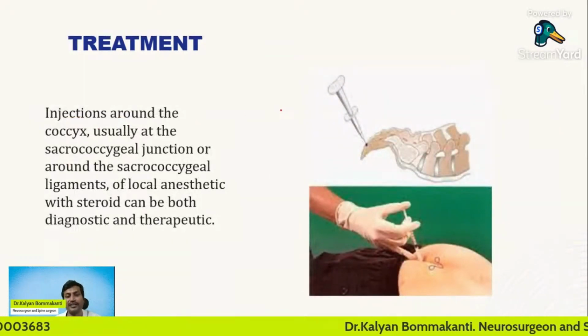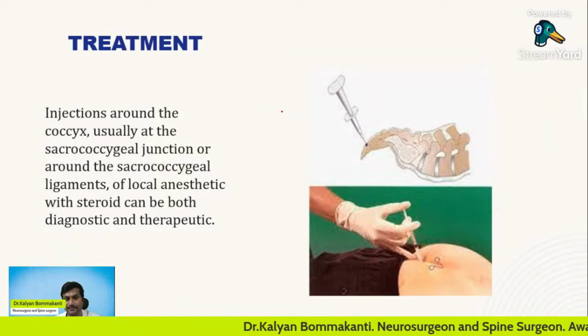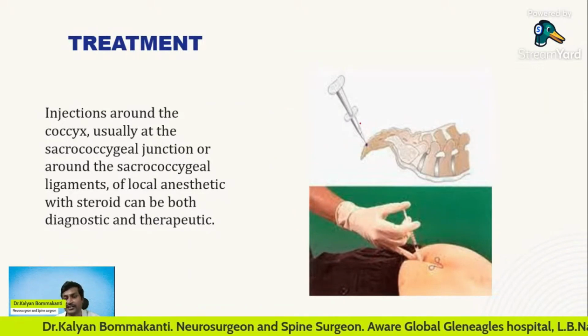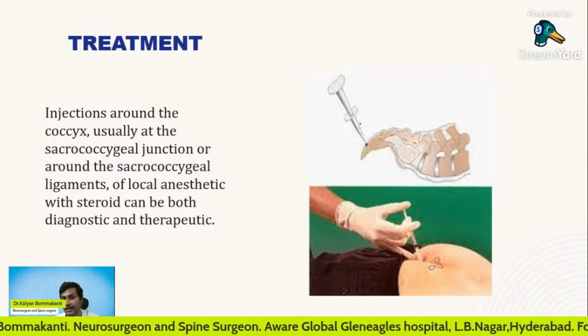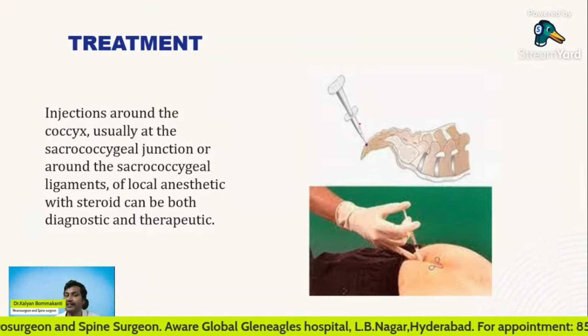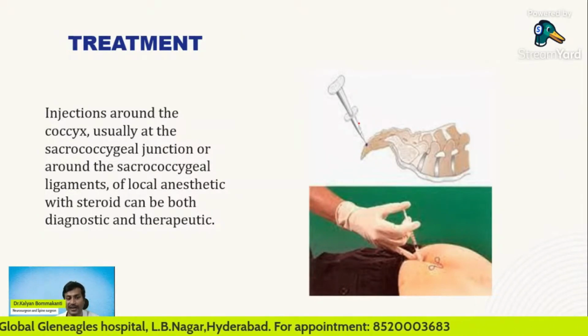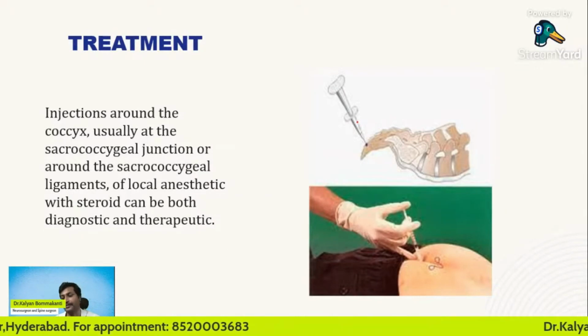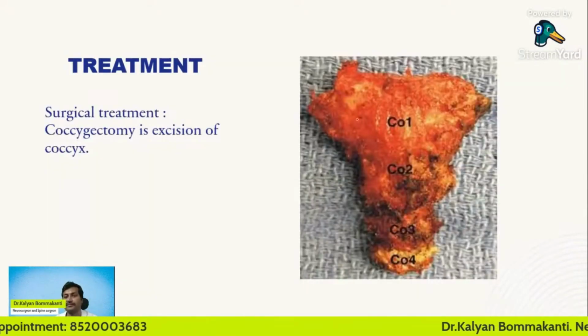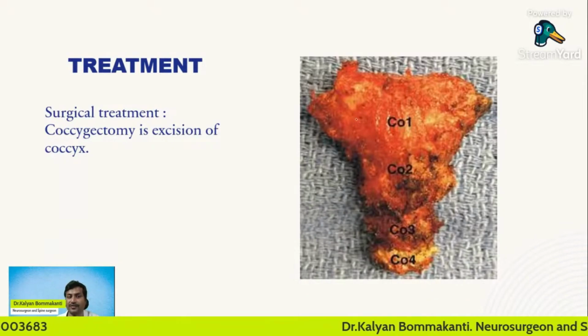If all these conservative measures fail, then comes the second step, guided injections. The injections are guided either under ultrasound guidance or under CT guidance. You give injections, which is a combination of local anesthetic with or without steroid, which can be diagnostic and therapeutic. If all this treatment fails, the final treatment is coccygectomy, which is excision of the coccyx.